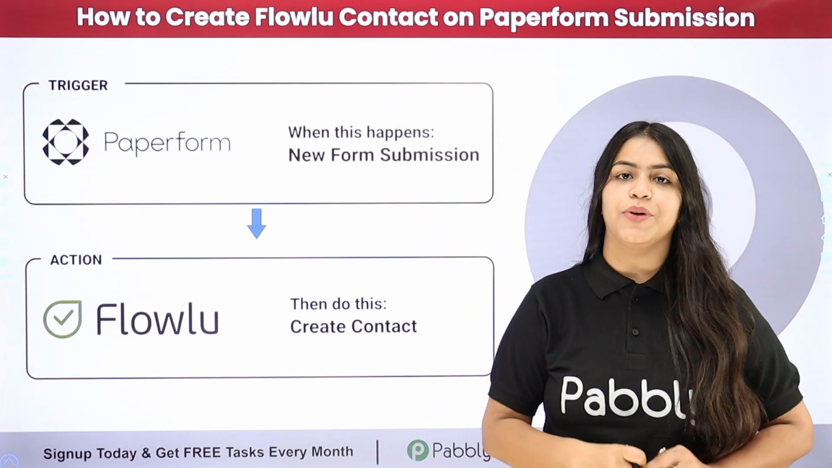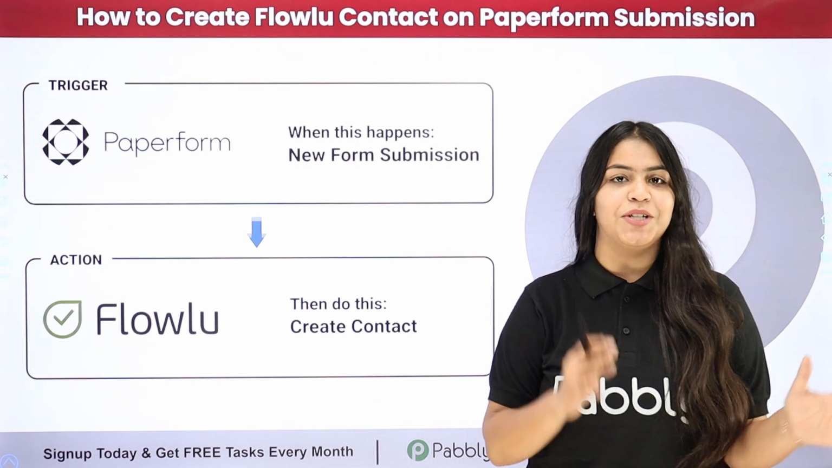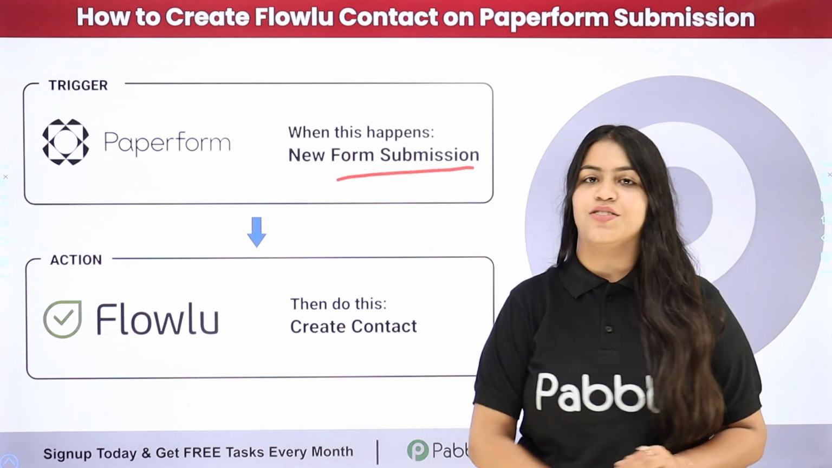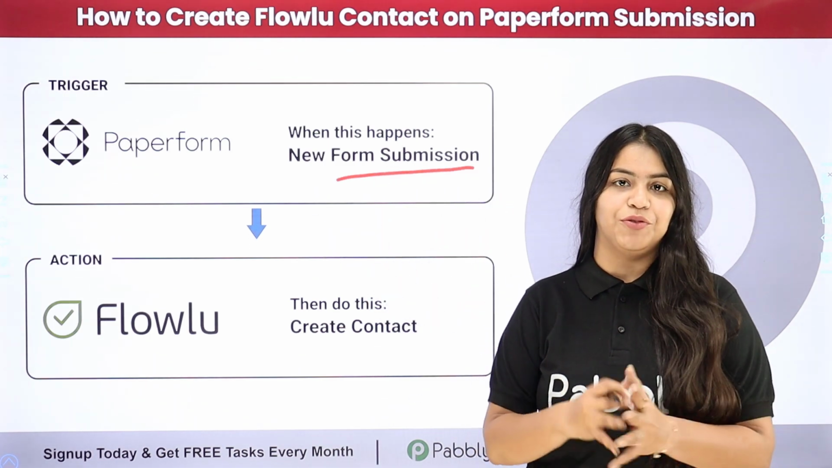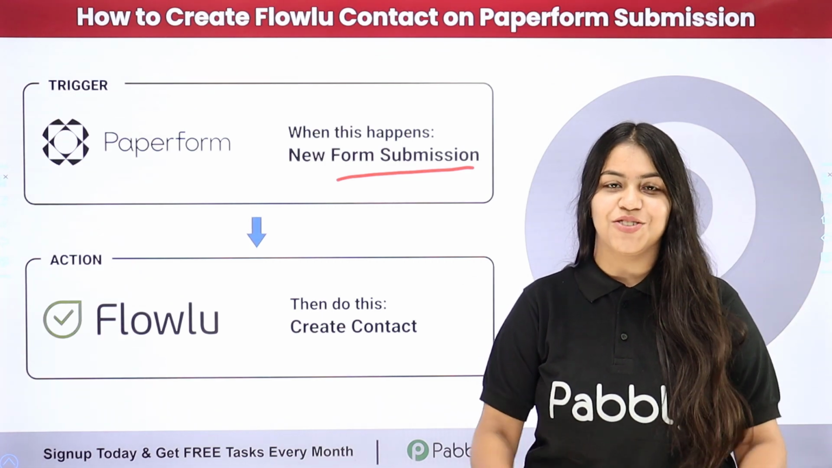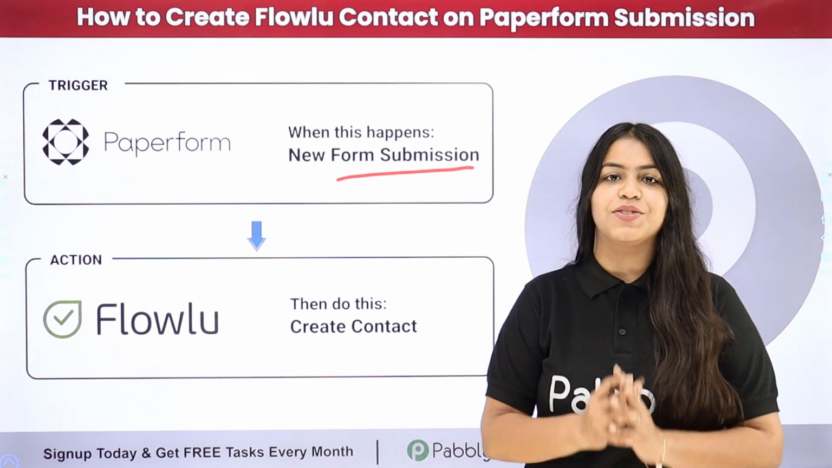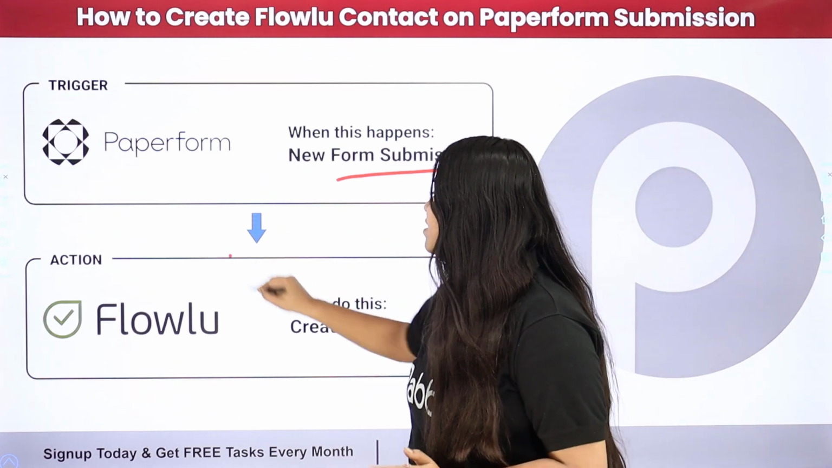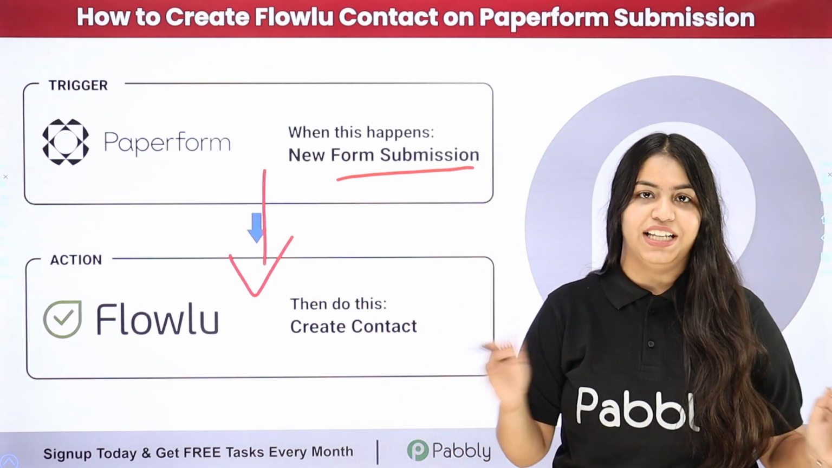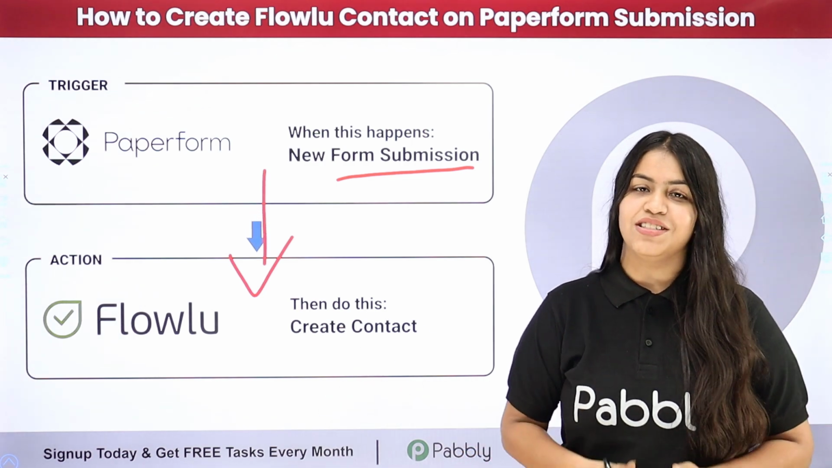So over here I'm running a real estate agency and we use Paperform to collect the details of our potential clients. So now what I want is that as soon as we receive the details of a potential client with the help of Paperform, automatically with the help of these same details a new contact should be created in my Flowlu account too. So to do this, we are going to create a connection between Paperform and Flowlu. To create this connection without knowing any programming or coding language, we are going to use Pabbly Connect. It is an amazing automation software.